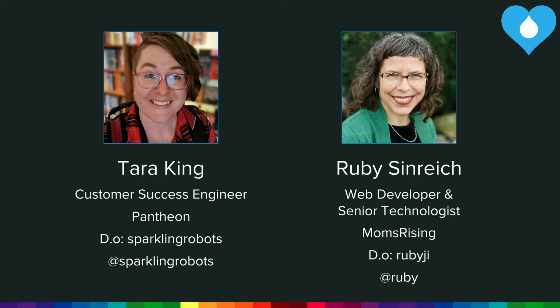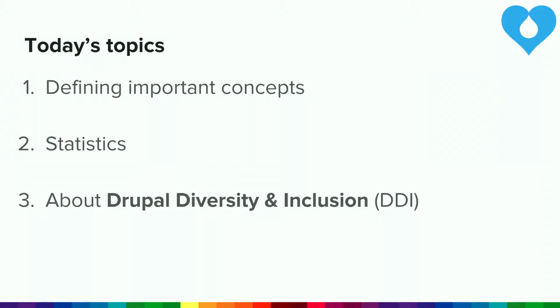Cool. So what we're going to do today, the bulk of this talk, and some of you all know a lot of these things, but we're going to talk about the issues around diversity and inclusion. We're going to explain these key concepts. We'll talk a little bit about statistics, how Drupal compares to others, and then we'll talk specifically about what Drupal Diversity and Inclusion itself is doing, or ourselves. I'm going to be doing a bunch of the first slides, and then Tara's going to do a bunch of the next slides.